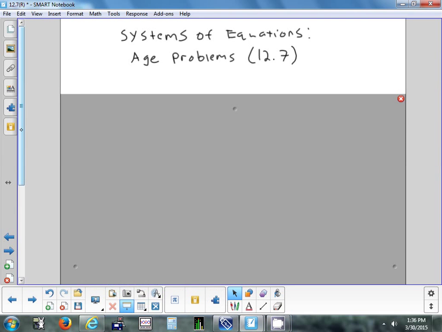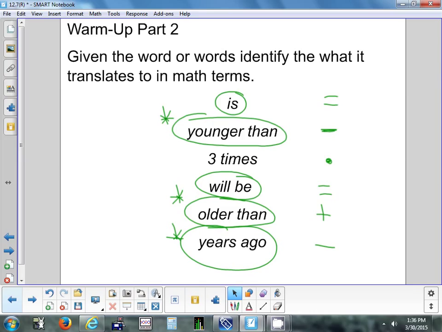All right, so this week we're going to look at 12.7. First section is on age word problems. Mr. Wright just went over some of the key words you're going to see in these problems. Basically, we can break down a lot of these key words, especially the ones that mean plus or minus, as either future or something in the past.